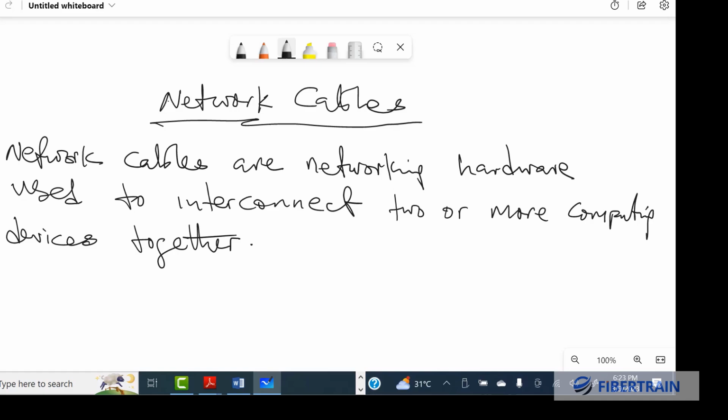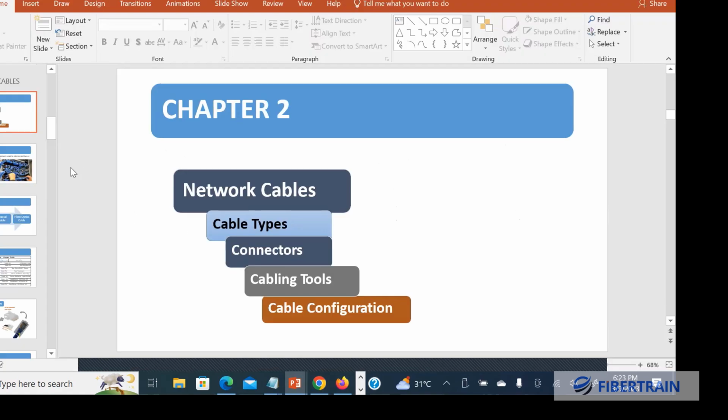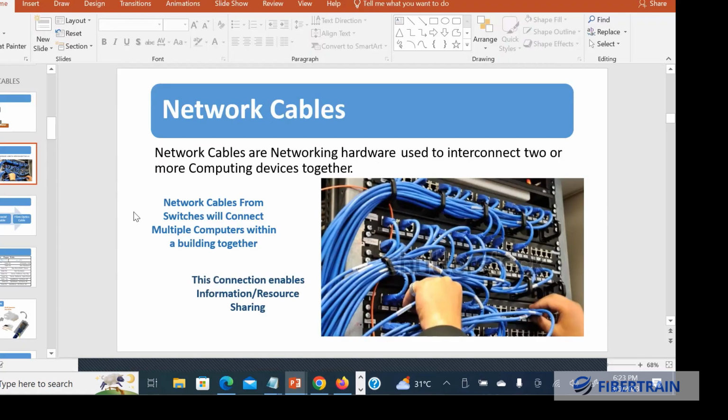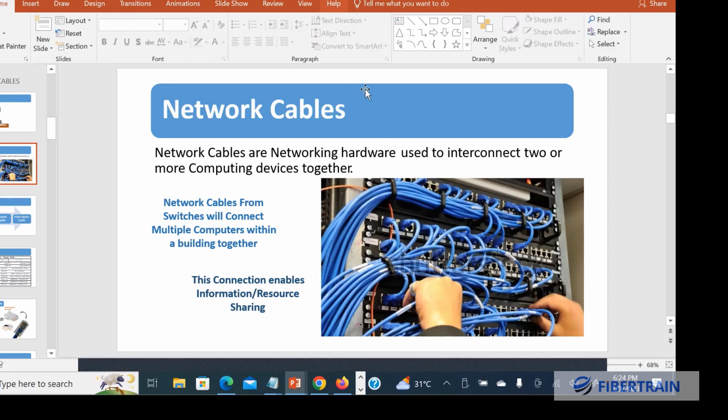If I take you back to the slide, here you are going to see what network cables actually look like. And this is network cables. They come in different sizes, in different shapes, in different colors. So the ones we are seeing here are basically blue in color, but we also have some that are yellow, some that are black, some that are red, all different colors that these cables come in. So as I mentioned before, they are networking hardware used to interconnect two or more computing devices together.